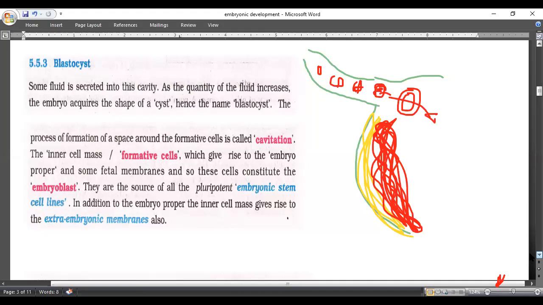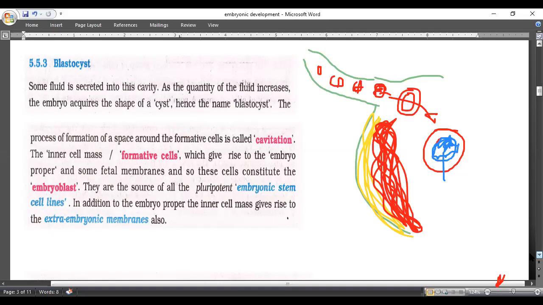So when some fluid is secreted into this cavity, whenever the morula turns into the blastocyst, with trophoblast and inner cell mass, and the blastocyst reaches the uterine cavity, the fluid is secreted into the cavity. Then the embryo acquires the shape of a cyst. Now we can say it is fully a blastocyst.